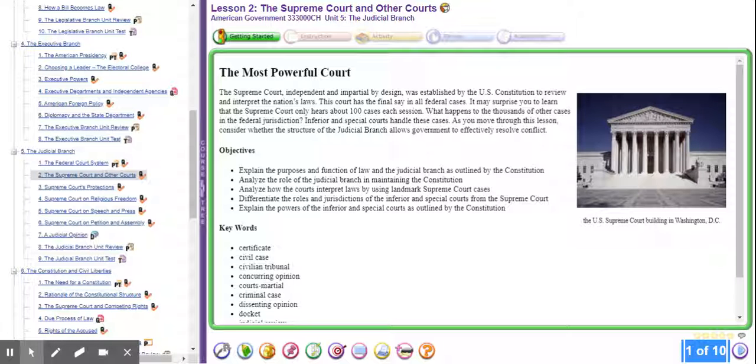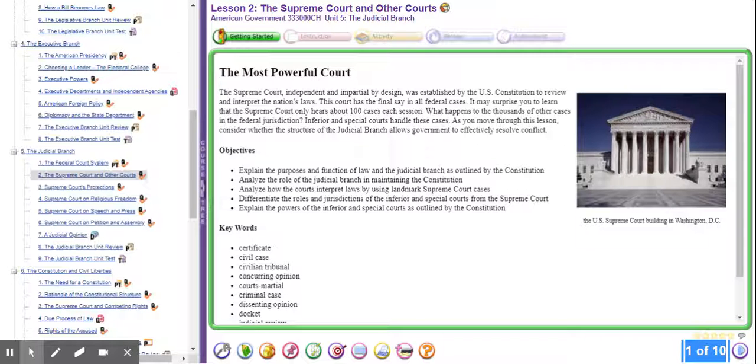This is Mr. Huff. We're here to talk about Unit 5, Lesson 2, the Supreme Court and Other Courts. The Supreme Court, independent and impartial by design, was established by the Constitution to review and interpret the nation's laws. This court has the final say in all federal cases, and it may surprise you to learn that the Supreme Court only hears about 100 cases every session.